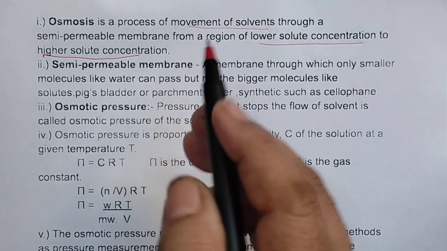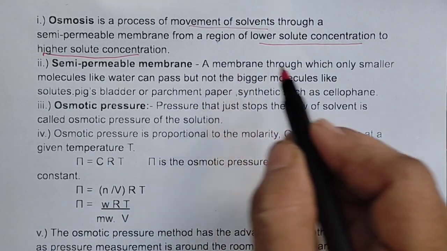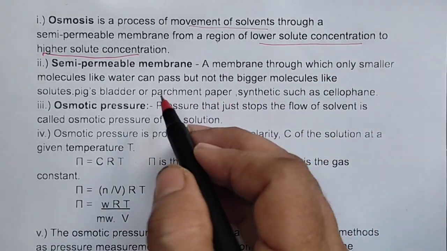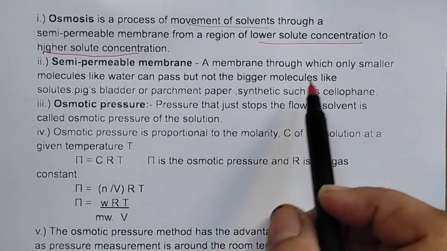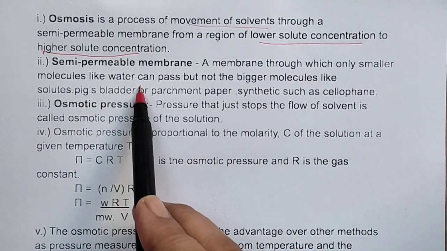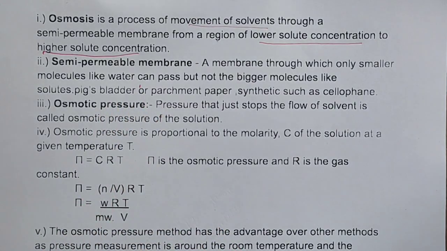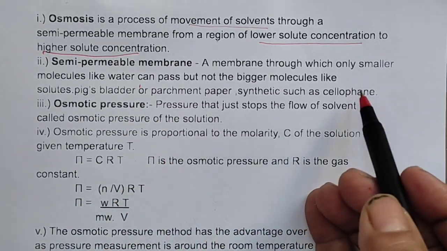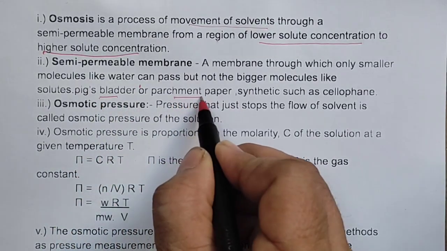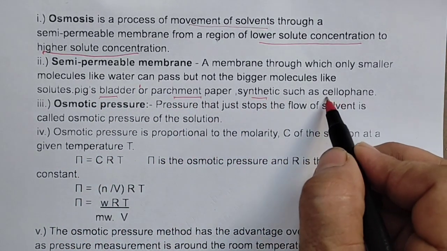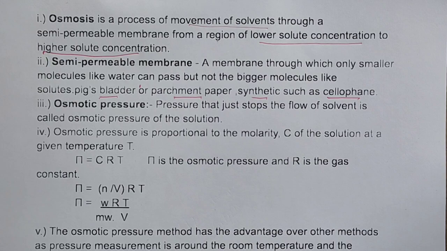Now what's a semi-permeable membrane? A membrane which allows only the solvent molecules to pass through it, through which only small molecules like water can pass, but not the solute molecules. They cannot pass through it. Examples of the semi-permeable membrane: pig's bladder, parchment paper. Synthetic membranes can be cellophane. Okay.